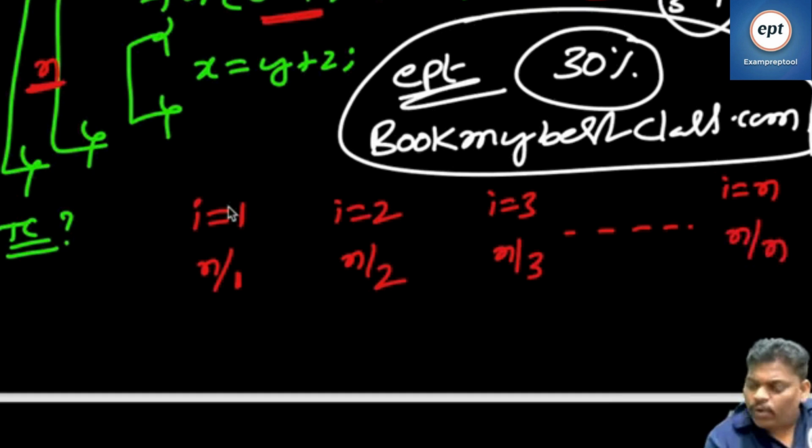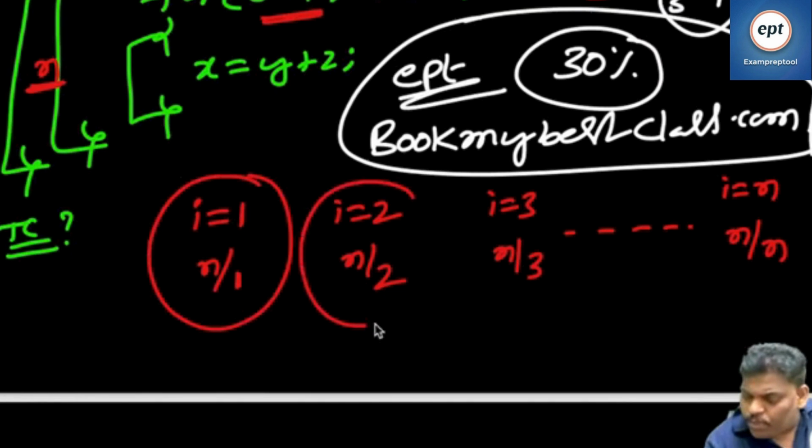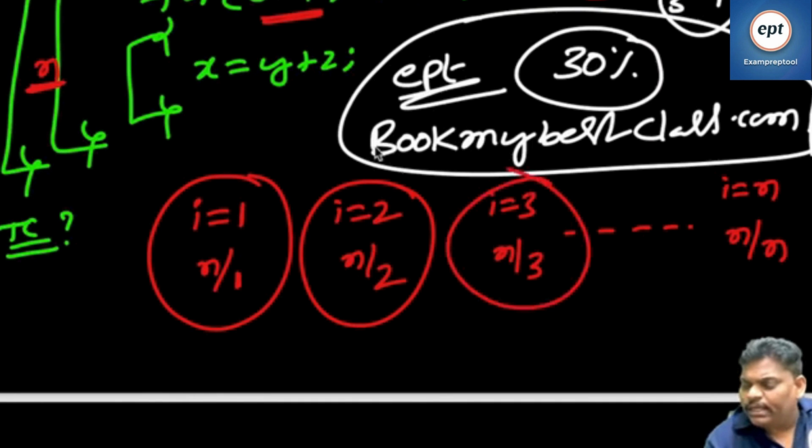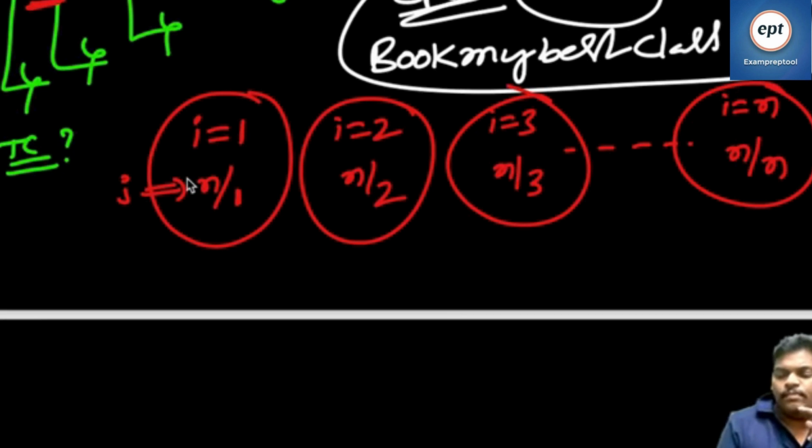I is equal to 1, j loop is n by 1 time. I is equal to 2, n by 2 times. I is equal to 3, n by 3 times. I is equal to n, n by n times. Now listen, see this one. You cannot say the j loop without i. If I ask how many times the j loop runs, it is based on i. Without i, you cannot say j. This is called two loops depending upon each other. Inner loops only, but there is a dependency.